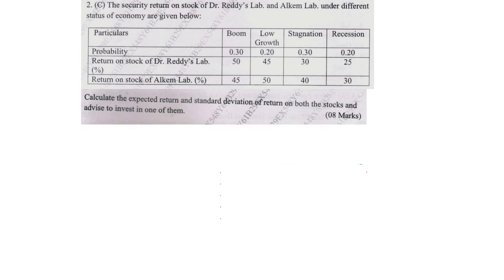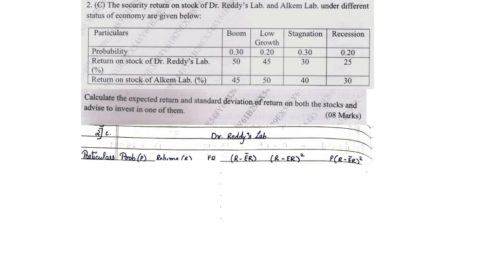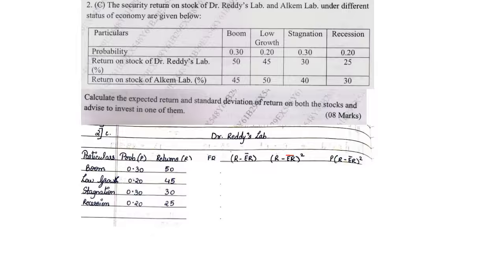First, we will be taking up Dr. Reddy's Lab. The columns will be particulars, probability, returns, expected return, R minus ER bar, R minus ER bar the whole square, and P into R minus ER bar the whole square. Under particulars, we'll note down boom, low growth, stagnation and recession. Probability is given as 0.3, 0.2, 0.3 and 0.2. Returns of Reddy's is 50, 45, 30 and 25.